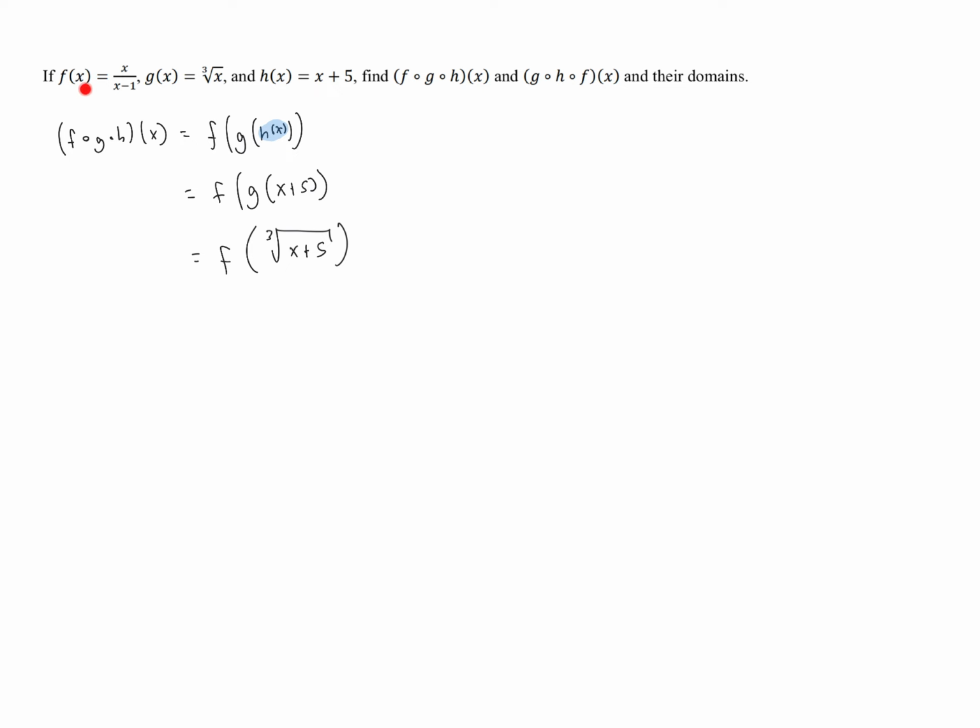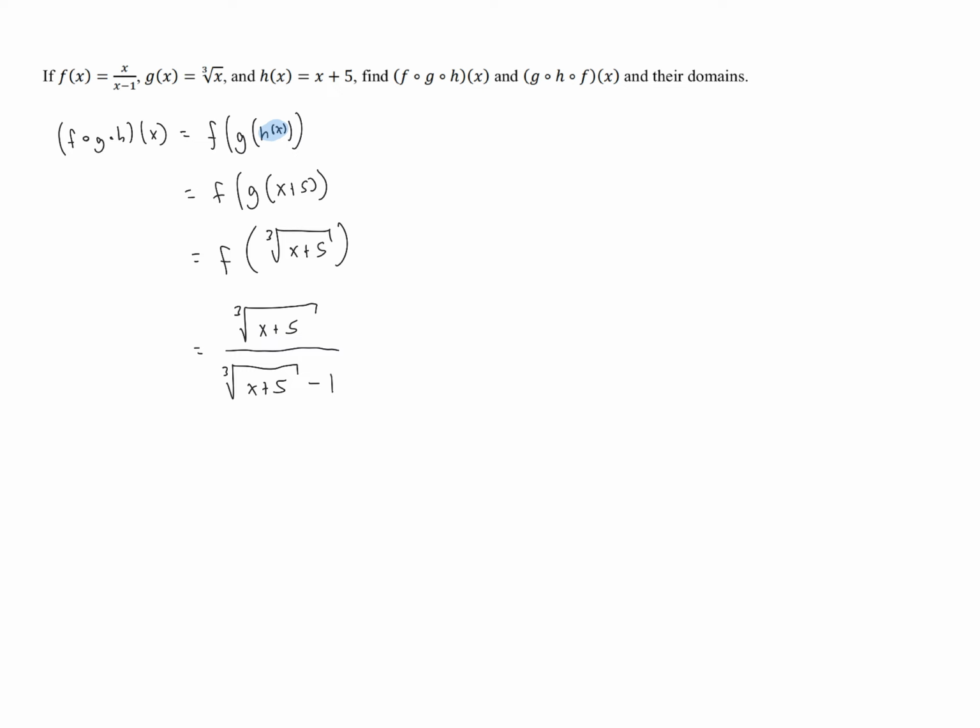Now, f of x is a rational function where the numerator is just the input and the denominator is the input minus 1. So if we're evaluating f at this cube root, that's going to leave us with the same cube root in the numerator. And then in the denominator, we're going to have to take that cube root and then subtract 1 from it.